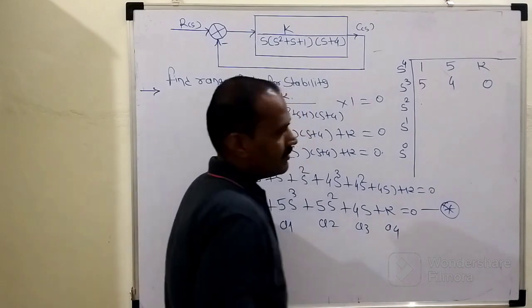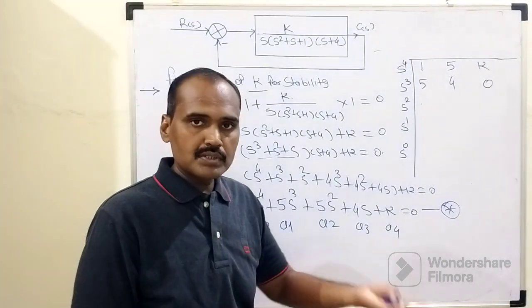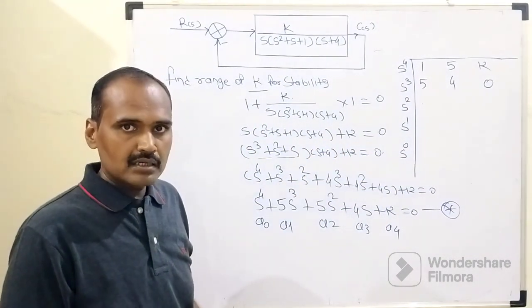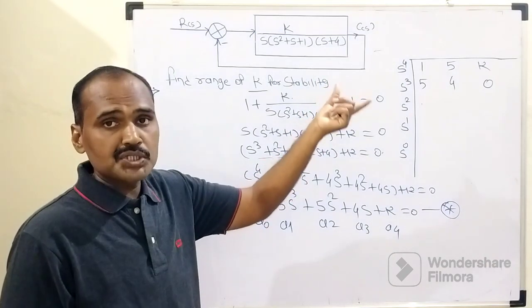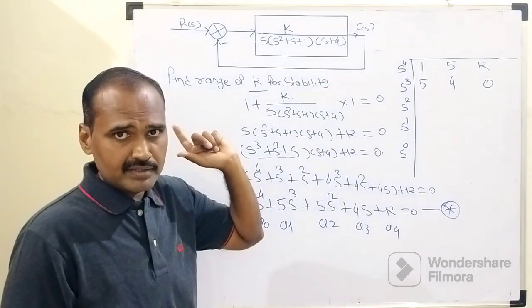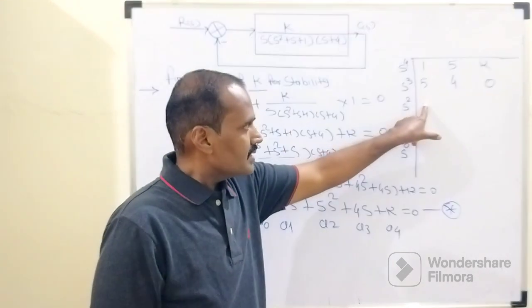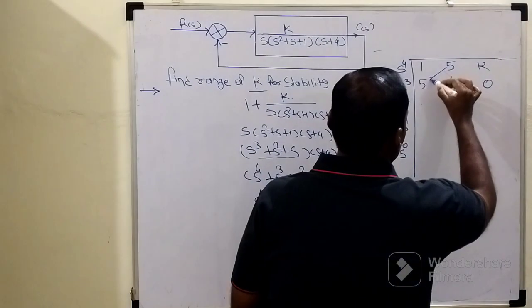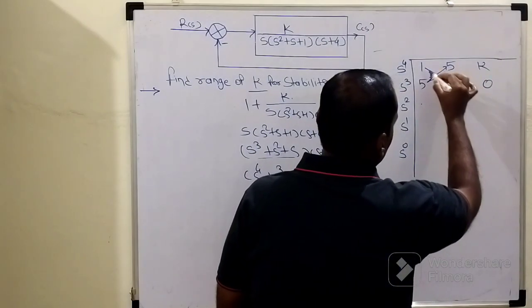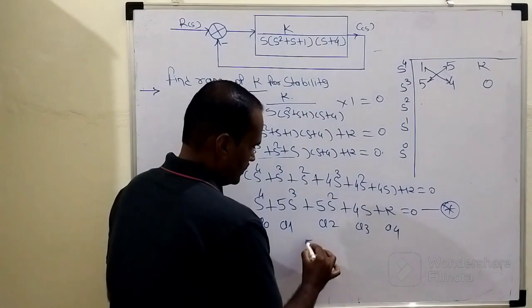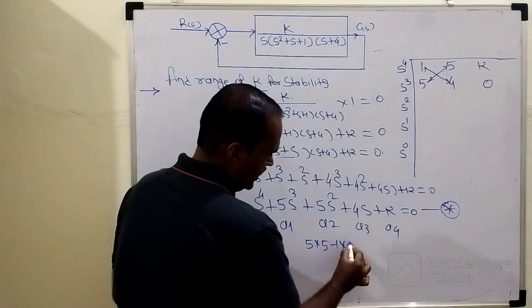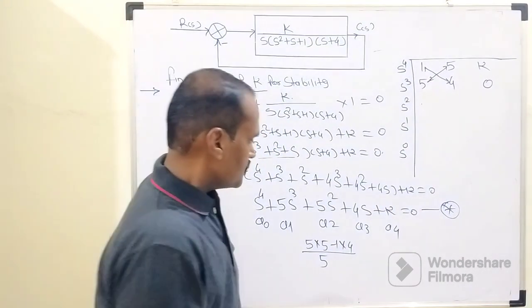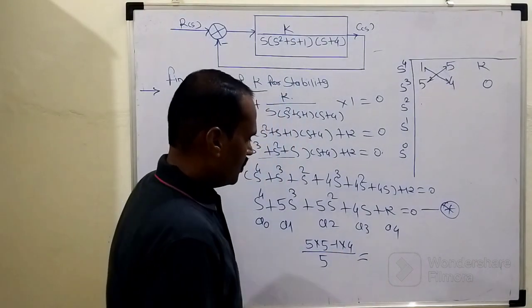Now how to decide the elements present in the third row? In order to decide the elements to be declared within the third row, they are tabulated with the help of the first two rows by simply doing cross multiplication with each other, right? So here this element is to be tabulated. For that purpose these two elements are multiplied with each other: 5 into 5 minus 1 into 4, right? This 5 into 5 minus 1 into 4, its denominator will become 5, right? So in this way, 5 times 5 is 25, minus 4, divided by 5.